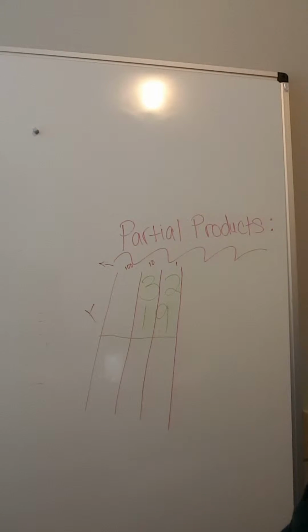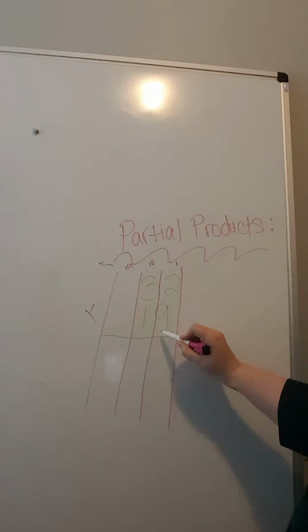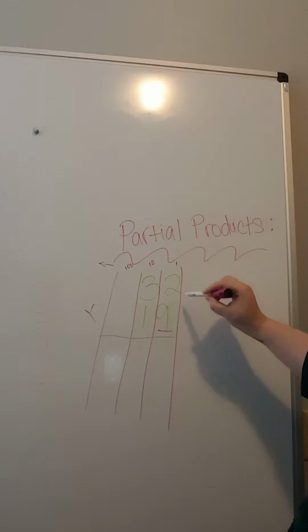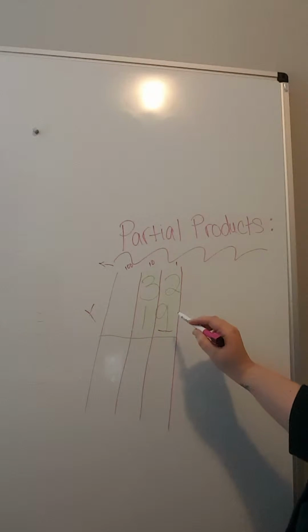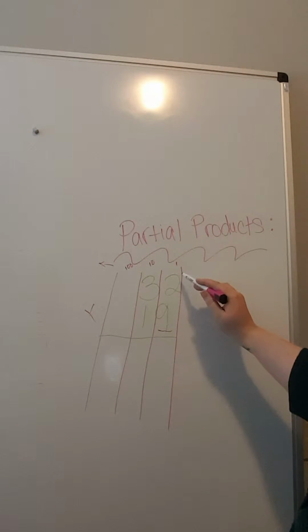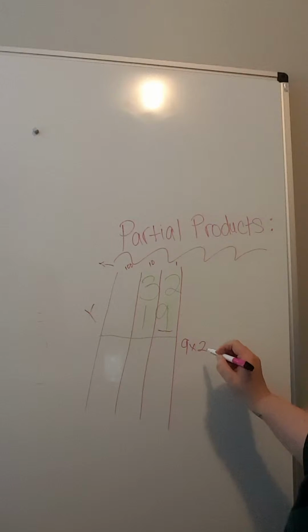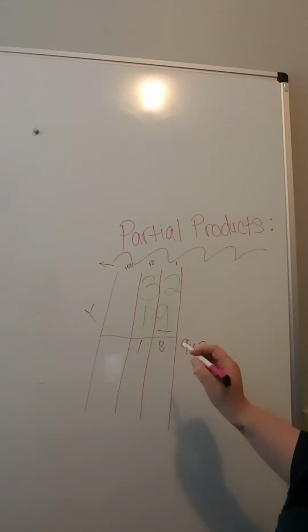So the first thing that you do when you're doing a multiplication problem using the partial products algorithm is you start off at this number right here, which is a 9. Now, the 9 is in the ones place. So basically, you're just going to take your 9 and multiply it by 2. 2 is also in the ones place. So you have 9 times 2, which is 18.